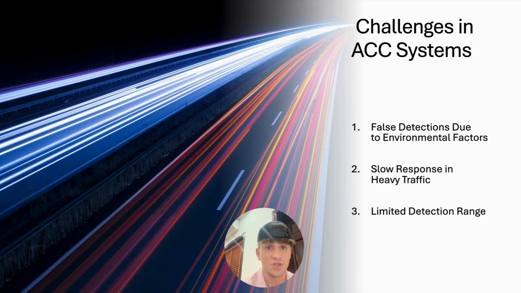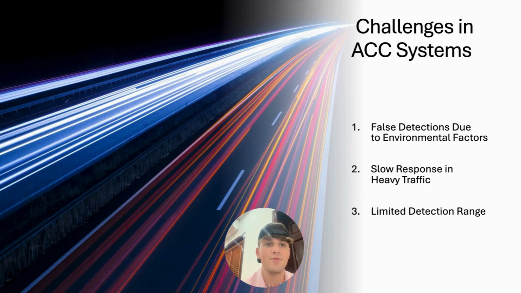Right now let's discuss some critical challenges faced by adaptive cruise control systems. The first challenge is fault detection due to environmental factors. ACC systems can rely heavily on radar sensors to detect vehicles ahead. However, this sensor can struggle in adverse weather conditions such as rain, fog, snow, and even bright sunlight. Radar signals can scatter, reflect, or be blocked by debris like dirt or ice on the sensors.